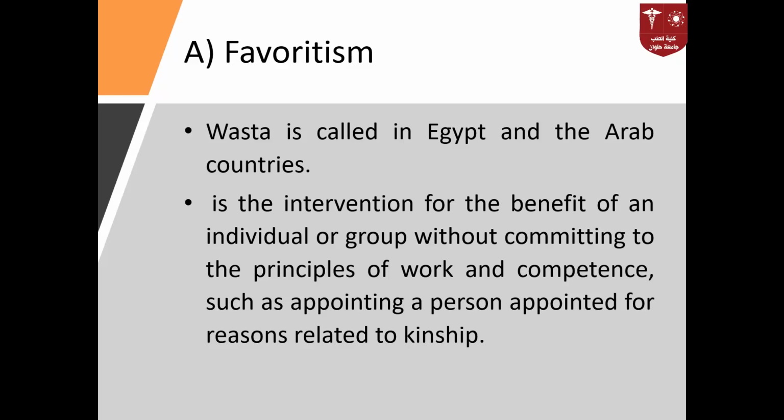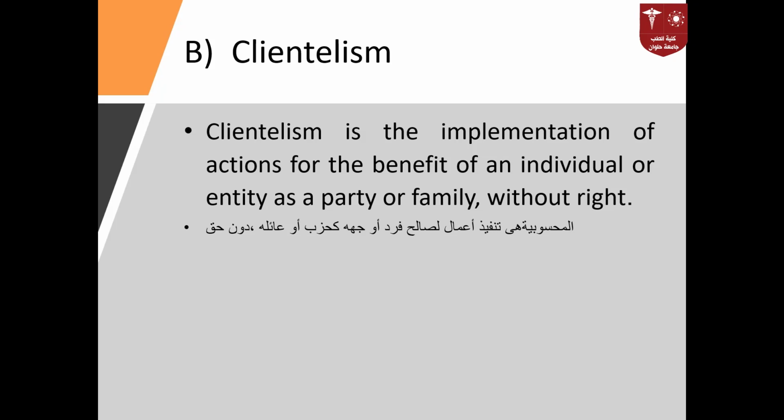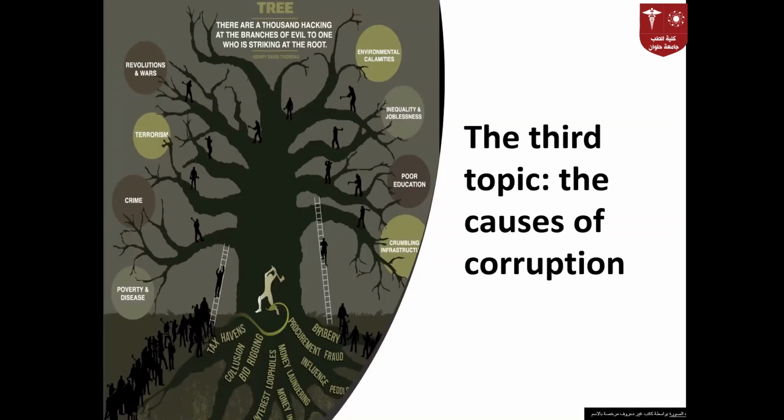Wasta or favoritism is the intervention for the benefit of an individual or group without committing to the principle of work and competence, such as appointing a person for reasons related to kinship. Clientelism is the implementation of action for the benefit of an individual or entity, such as a party or family, without right. Please give me your attention, please.